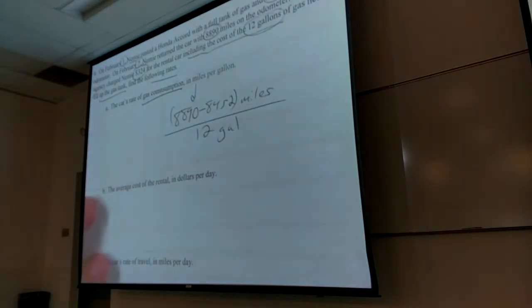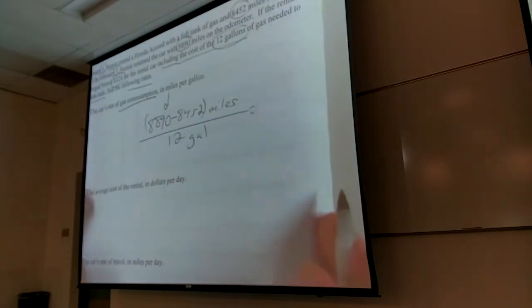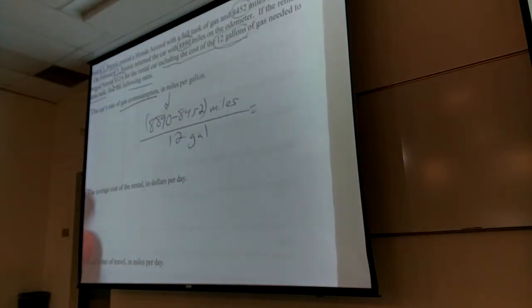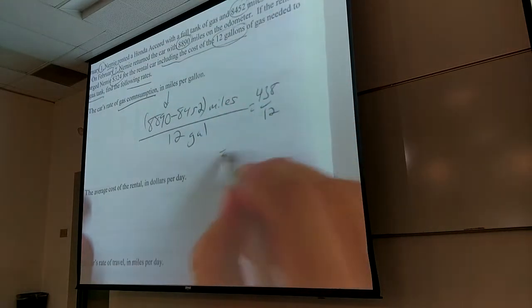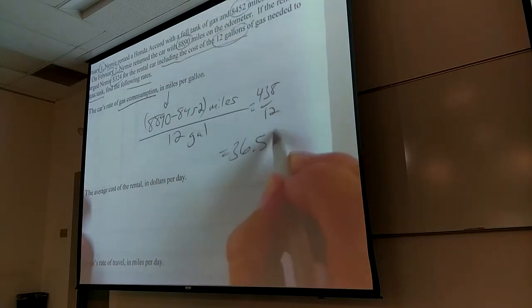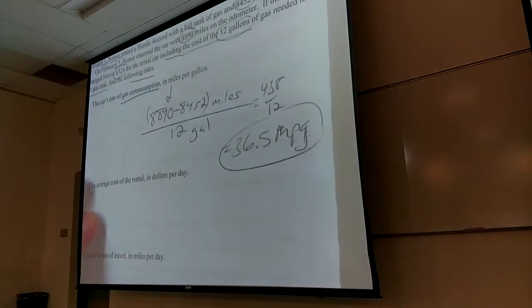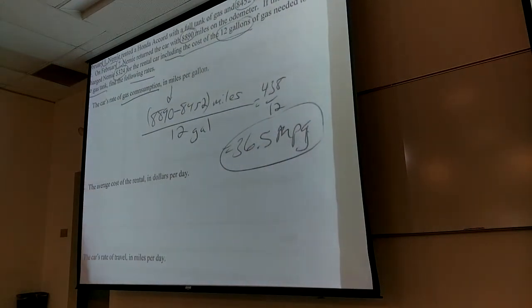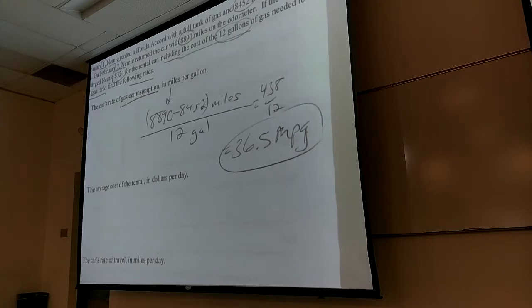Miles per gallon. I love it. So then whatever the heck that is. Yeah, 438 divided by 12. 36 and a half? MPG. Sounds about right for a well-maintained Honda Accord. My car just dreams of that number.